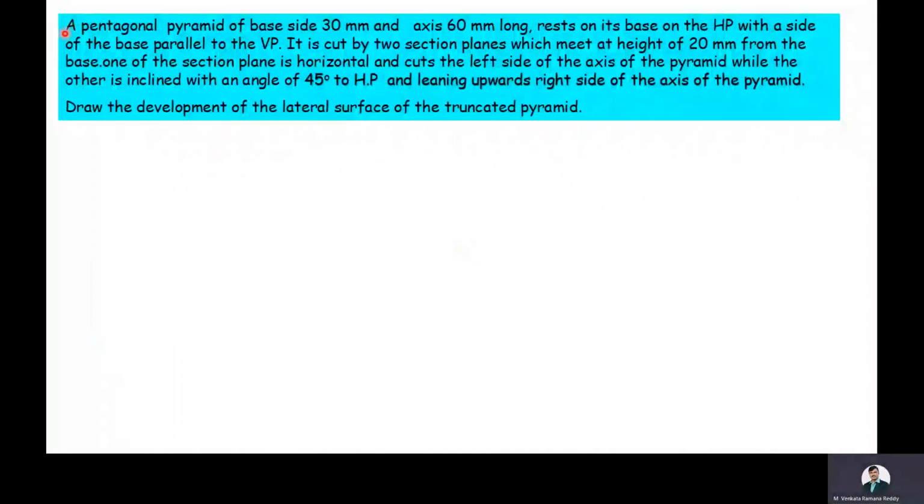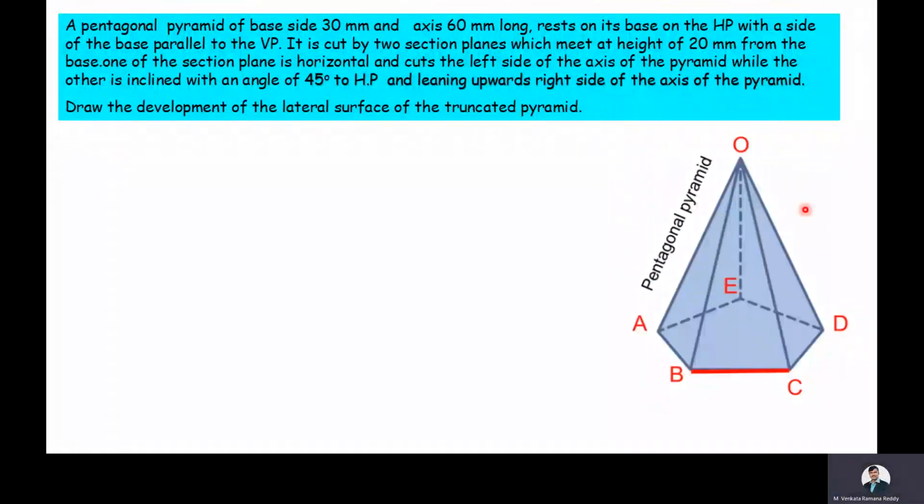The given problem is a pentagonal pyramid of base side 30 mm and axis 60 mm long rests on its base on the HP with a side of the base parallel to the VP. It is cut by two section planes which meet at height of 20 mm from the base. One of the section plane is horizontal and cuts the left side of the axis of the pyramid, while the other is inclined with an angle of 45 degrees to the HP and leaning upwards right side of the axis of the pyramid. Draw the development of the lateral surface of the truncated pyramid.